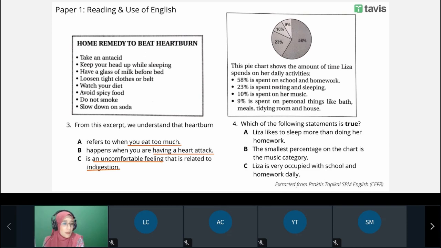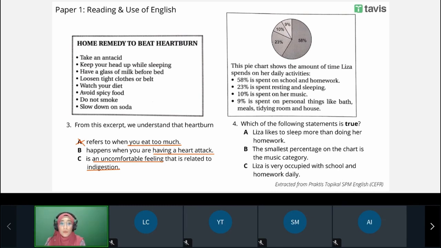But here, from this excerpt, we understand that heartburn refers to when you eat too much. Does it say anything about eating too much? Does it say that? No, definitely not, right? So it refers to when you eat too much. No. It only says have a glass of milk before bed, loosen tight clothes, watch your diet, and avoid spicy food. Nothing to do with eating too much. So we can say that this is wrong.